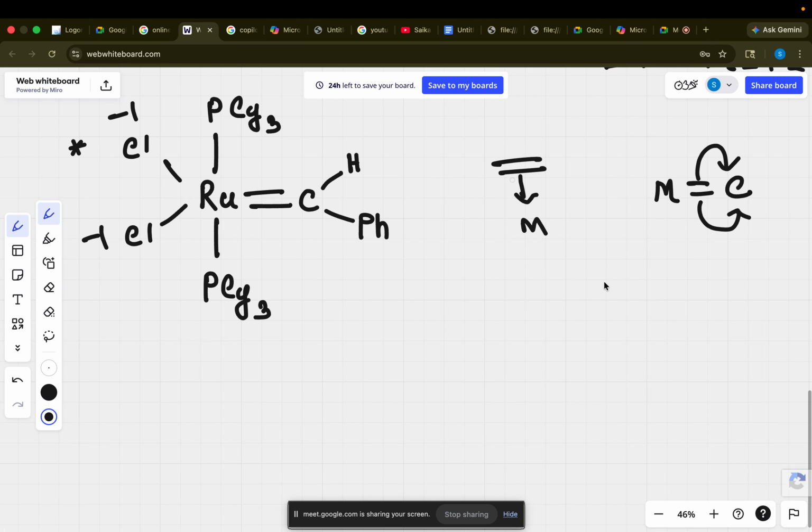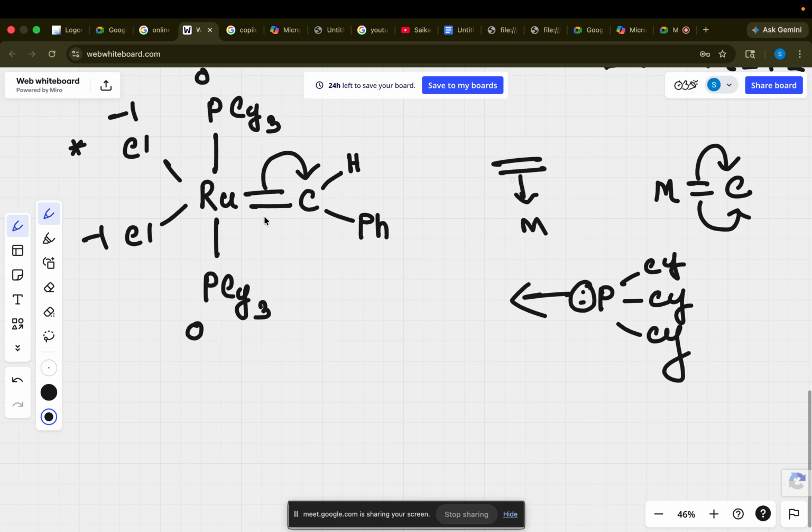And PCy3 is nothing but like your PPh3. So you will get cyclohexyl group, cyclohexyl group, cyclohexyl group. 3 electrons are involved here, 1 lone pair left, right? Because phosphorus has 5 electrons in its valence shell, 3 electrons already paired, 2 electrons left, that is the lone pair. So it's a neutral ligand. For PCy3 the contribution will be 0, and this bond you can break like this, this bond also you can break like this. So overall you are getting minus 2 contribution from this carbon center.